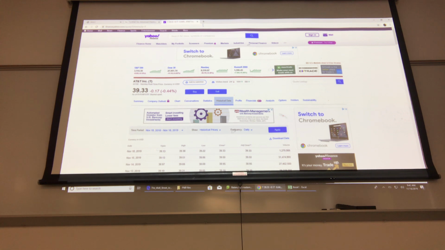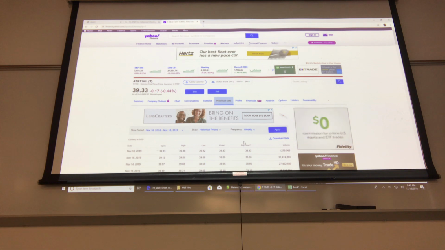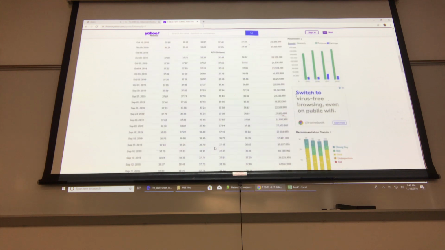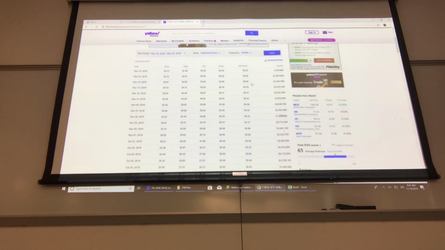I go to the historical prices and I want to choose the frequency. Daily. Do I want it daily or do I want it weekly? Here I can have it in weekly period. Now I have fewer numbers. And I click apply, and automatically things change.